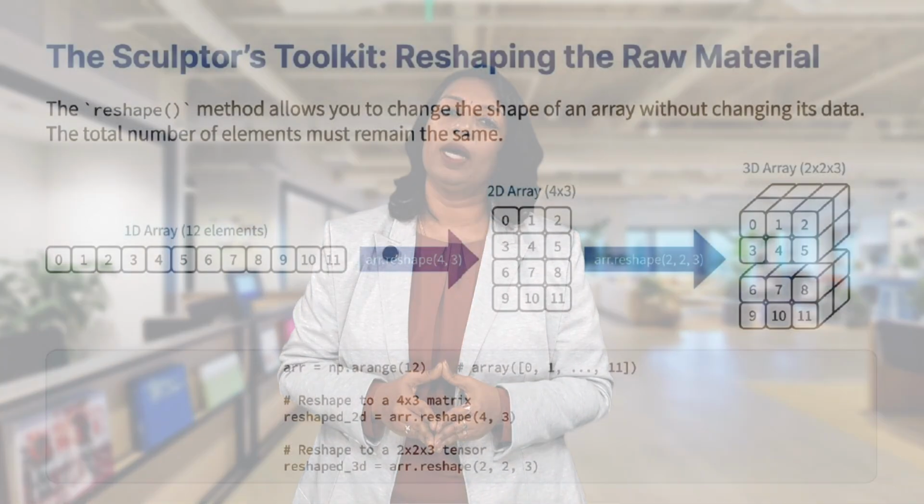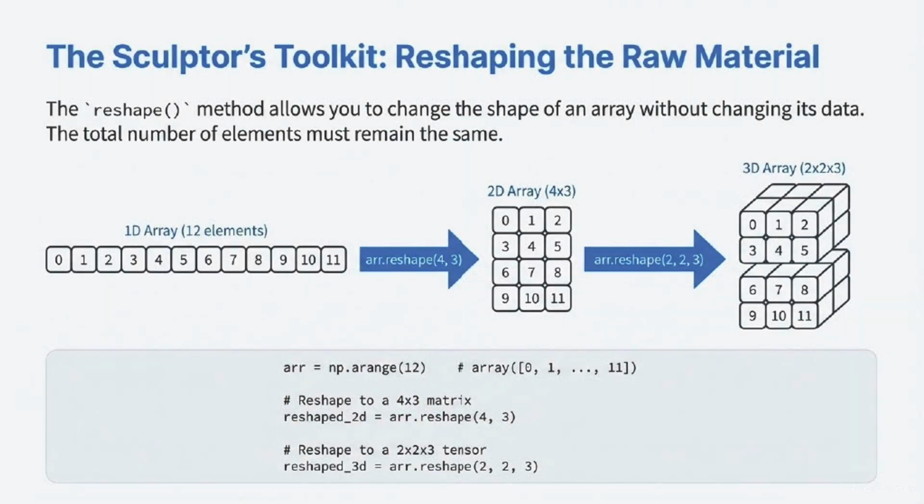The reshape function lets us change the shape of an array without changing its data. The total number of elements must remain the same. Here, a 1D array is reshaped into 2D and even 3D arrays. Reshaping is very useful in machine learning and deep learning. It helps prepare data for models without copying memory.